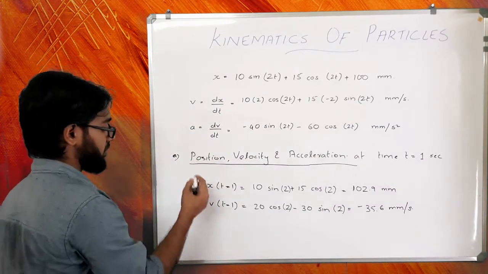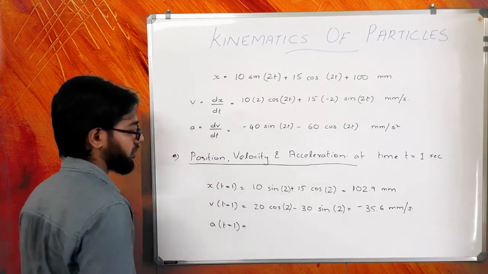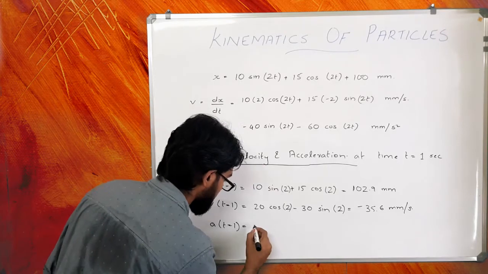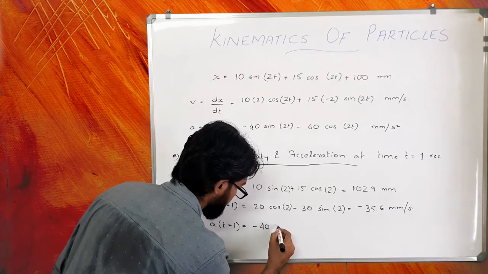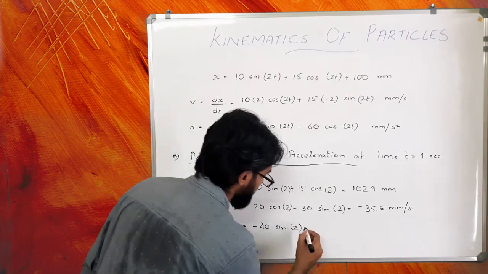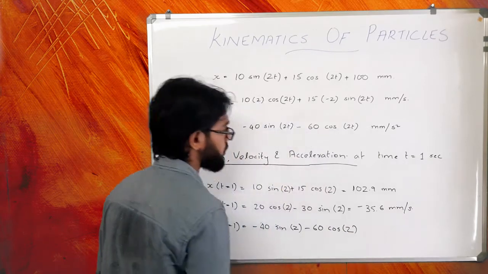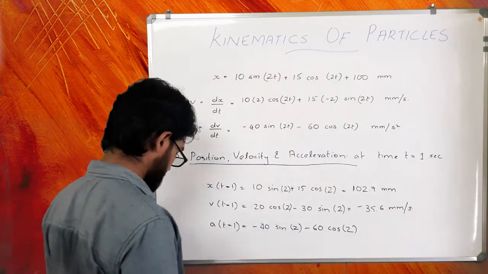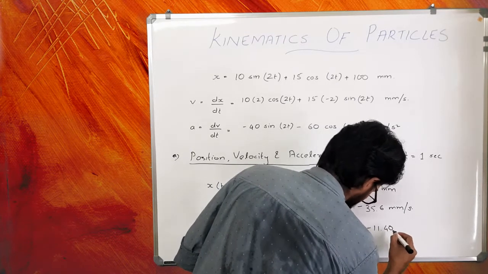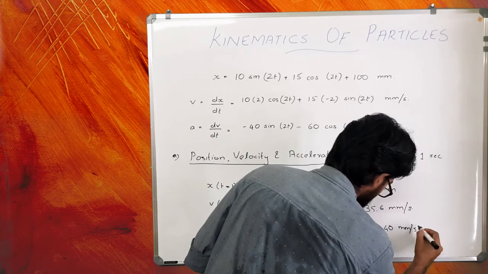Now, the third one is acceleration at t equals 1 second. Substitute t equals 1 here. So, I would get minus 40 sin 2 minus 60 cos 2. If you solve it, you will get the answer minus 11.40 millimeter per second square.